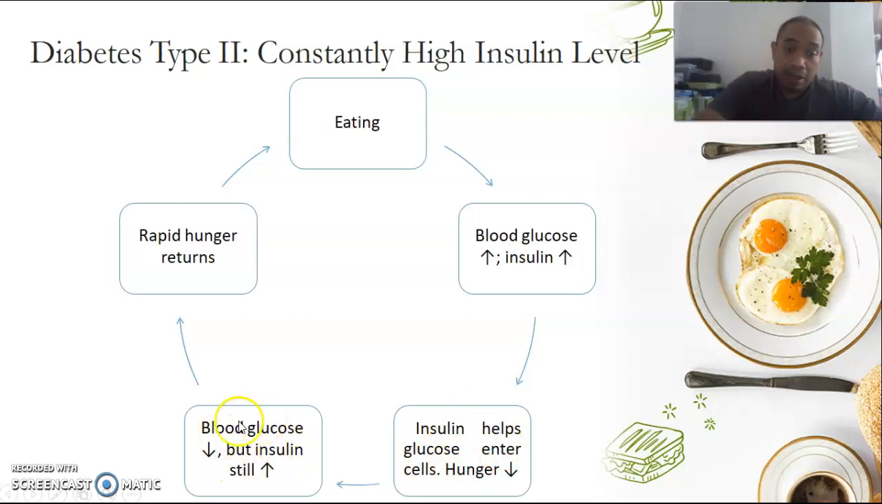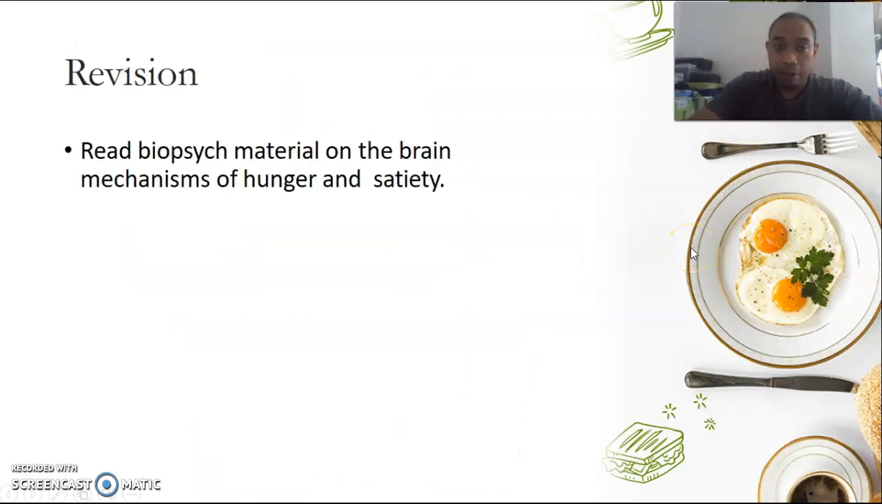And because of that, the blood glucose is down despite the insulin still being high. The blood glucose is down and it will give them rapid hunger returns. They will feel hunger again and then they will eat again, and so on. The problem with this is that people might consume too much food, too much blood sugar, without actually needing it. Right, so you know where it will lead.